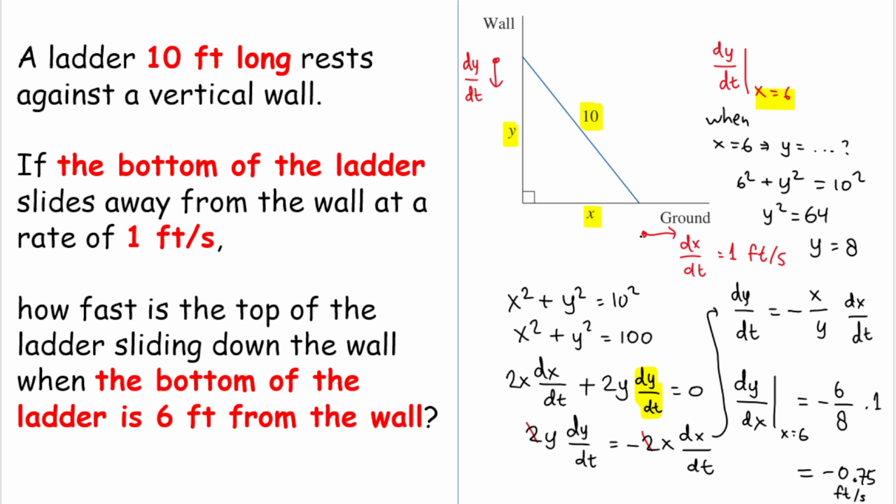And the minus sign means that it is moving down because the positive sign is upward, right? So the final answer here is 0.75 feet per second with the negative sign. Okay, so sorry about that. So I will have the minus sign here. And we will have this one here as our final answer.